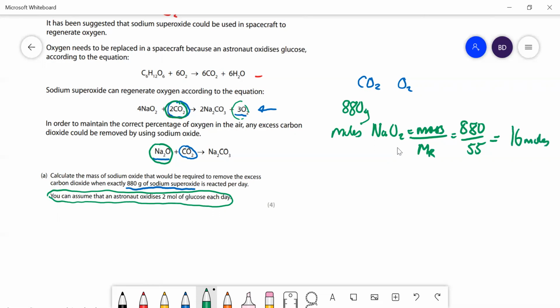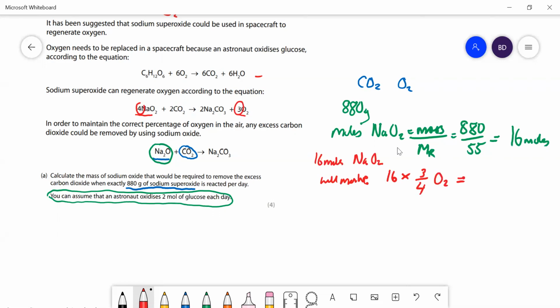Okay, now we're going to look at this equation here. 16 moles of superoxide. Well, 4 moles of superoxide make 3 of oxygen. So 16 moles of superoxide will make 16 multiplied by 3/4. There's the 3, there's the 4, 3/4 moles of oxygen. And that is equal to 12 moles of oxygen.